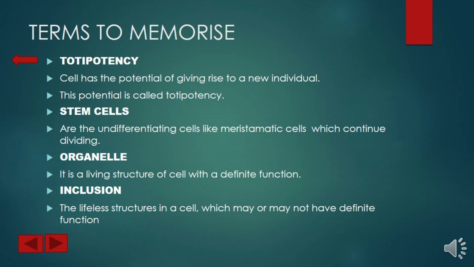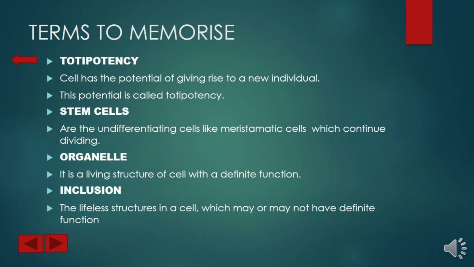And now going to the terms to be memorized. We can see some of the terms which have to be memorized, like totipotency. As I explained, it is the ability or potential of the cell to give rise to a new individual or a new cell. This potential of a cell is known as totipotency.